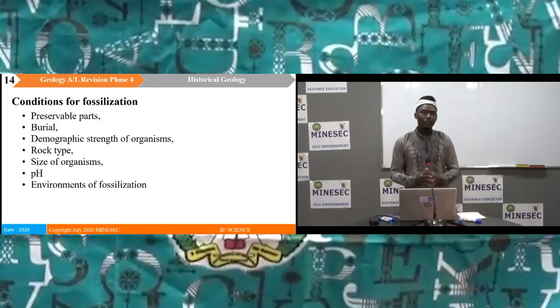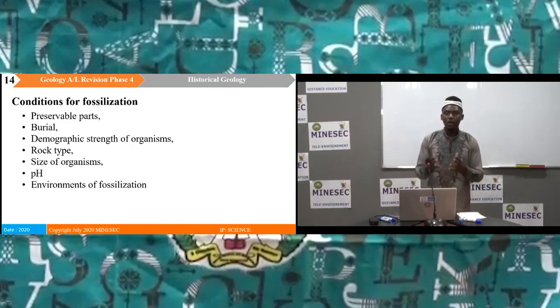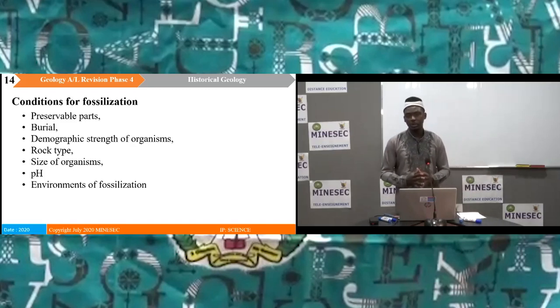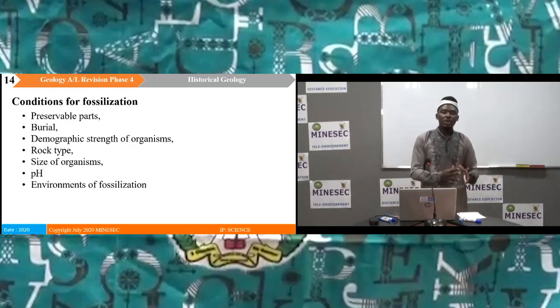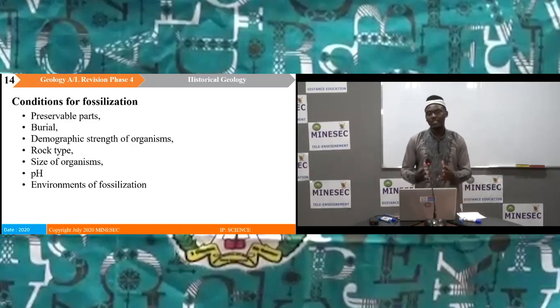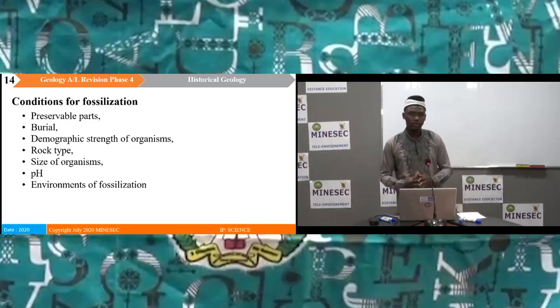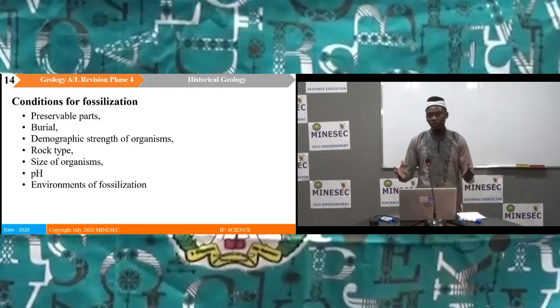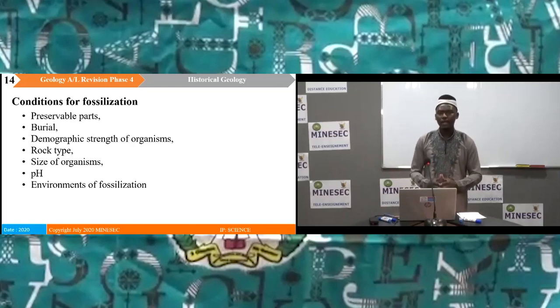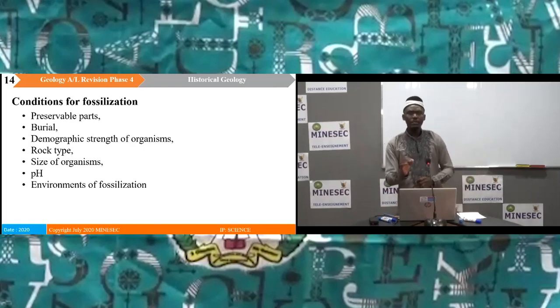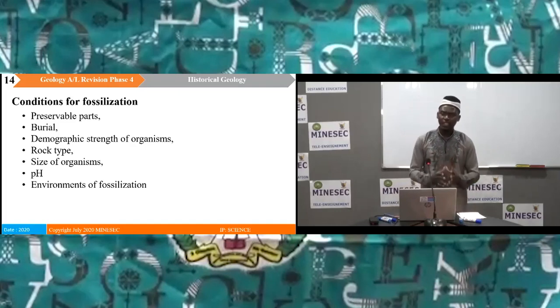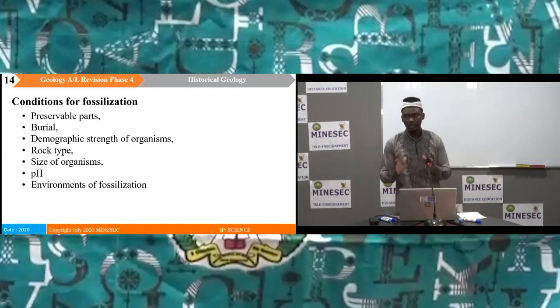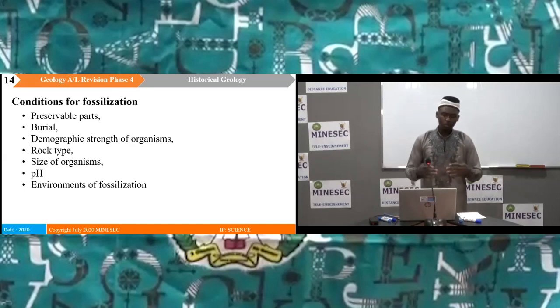Rocks, for example, that are sedimentary are good in fossil preservation. But different types of sedimentary rocks have different capacities of preserving fossils. Igneous and metamorphic varieties do not preserve fossils because of their temperatures and pressures of formation. Size of organisms. Smaller organisms are buried faster than larger organisms, and as such, have high chances of being fossilized. pH.